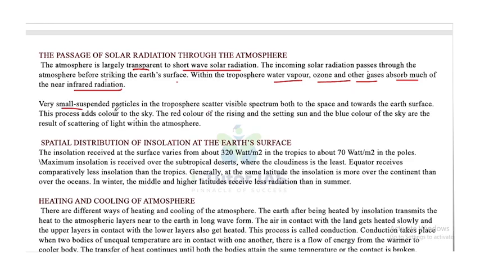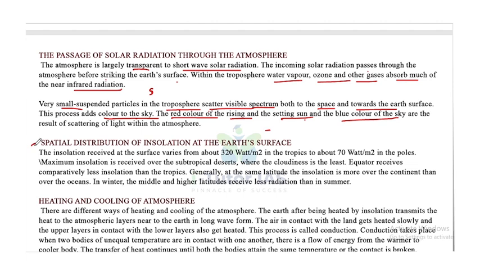Small suspended particles in the troposphere scatter the visible spectrum both to space and towards the Earth's surface, and this process adds color to the sky. Sometimes we can see red and blue colors in the sky, and that is because of this process. The red color of the rising and setting sun and the blue color of the sky are the result of scattering of light within the atmosphere.